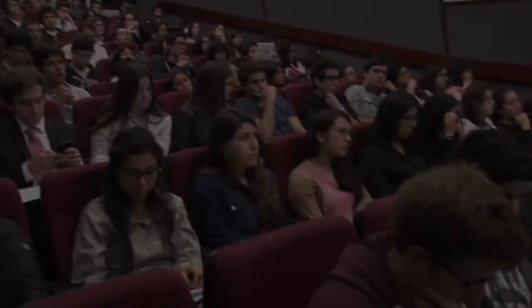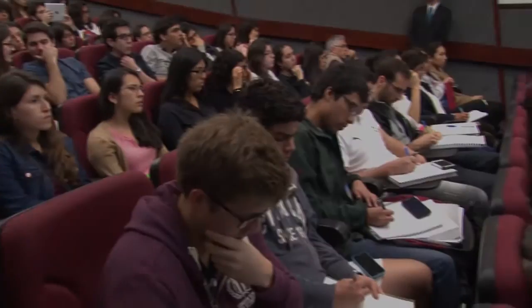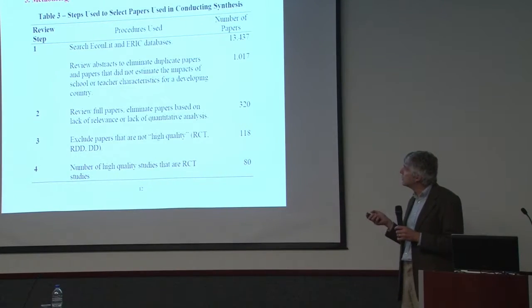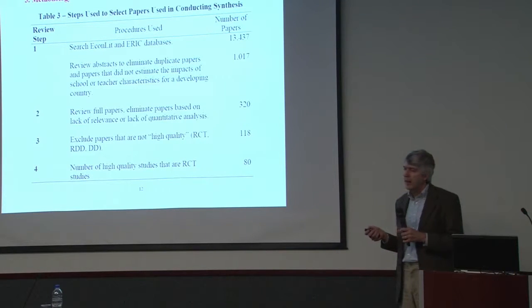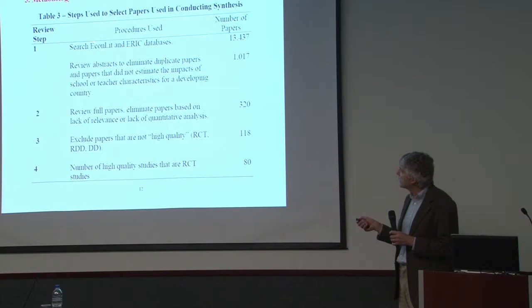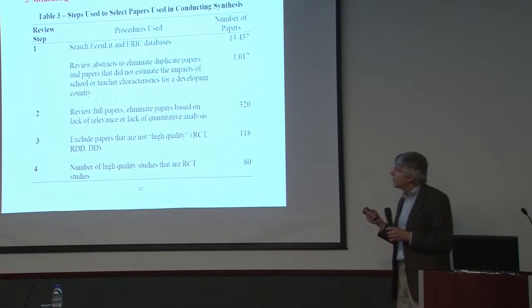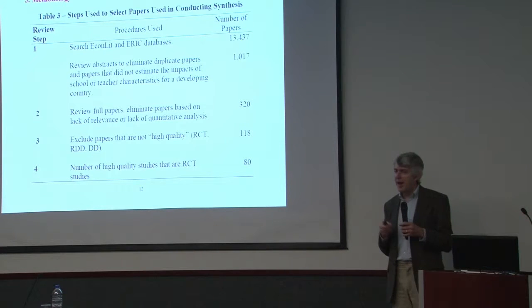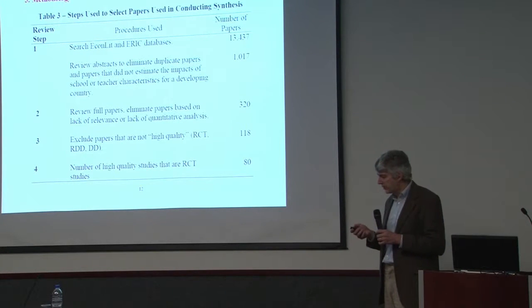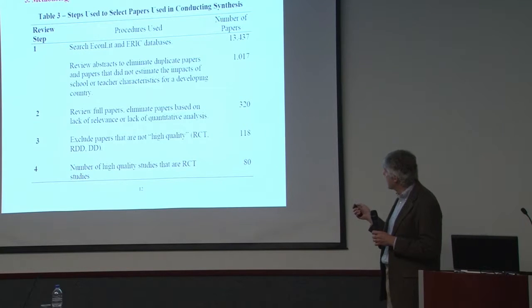So what we did in this paper is we looked through the education literature and the economics literature. For economics, there's a search engine, EconLit. For education, there's something called ERIC. We looked for any paper published between 1990 and 2014 that had to do with developing countries in education, okay? And we came up with a lot of them, 13,000. We weren't going to read all of those, okay?